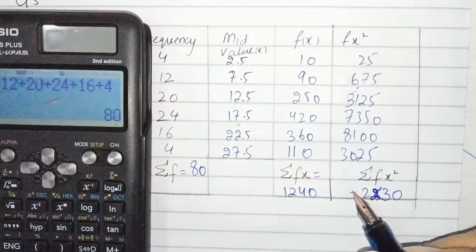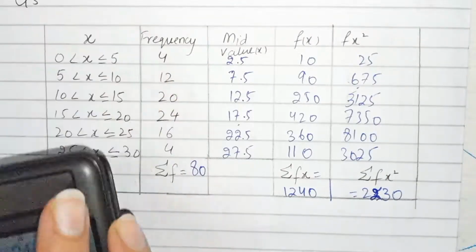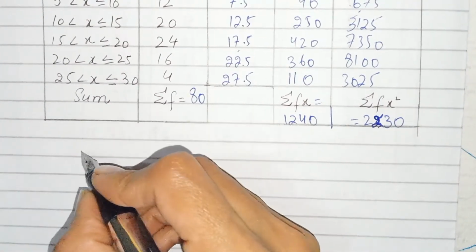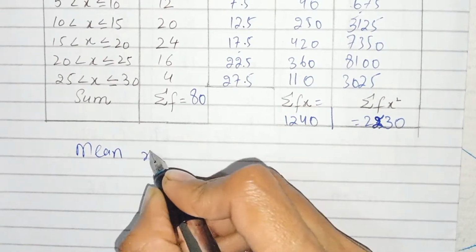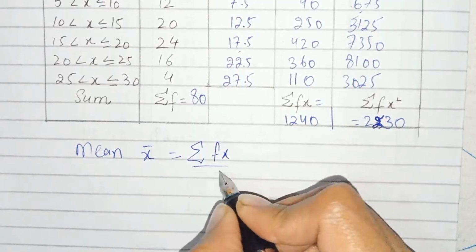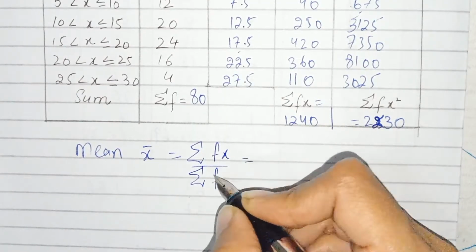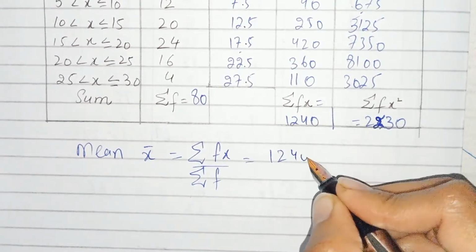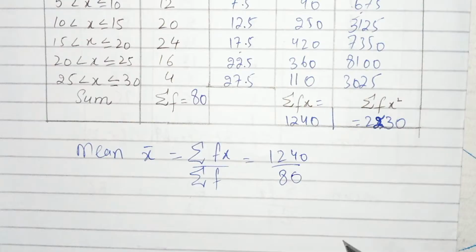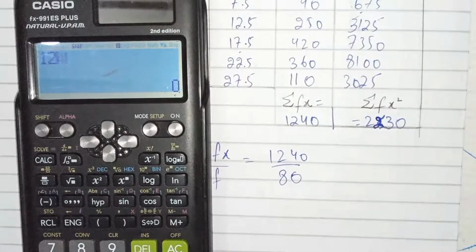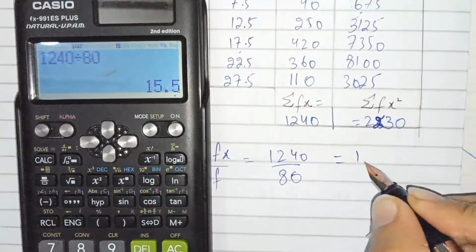And now I have to put the values in the formula of standard deviation. To put the values in the formula, first we have to find the mean. Mean is sigma fx over sigma frequency. This value is 1240 divided by 80, and 1240 divided by 80, we get 15.5.